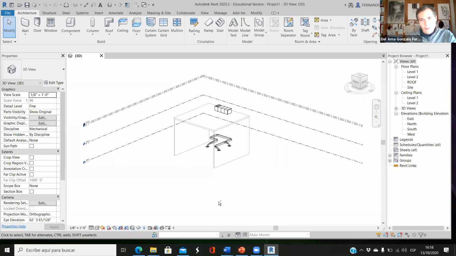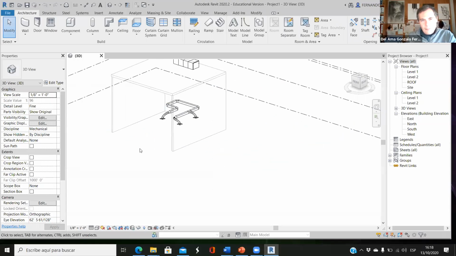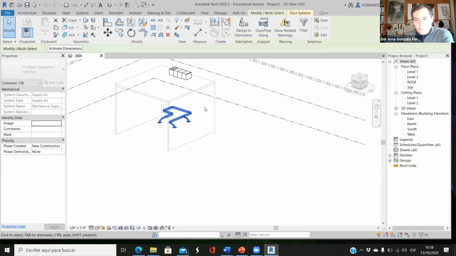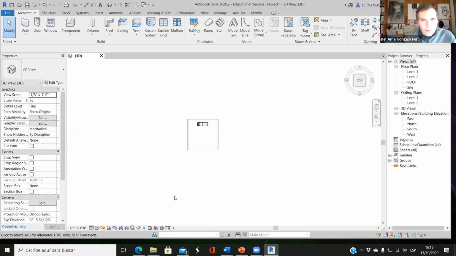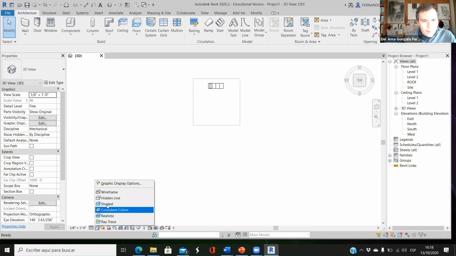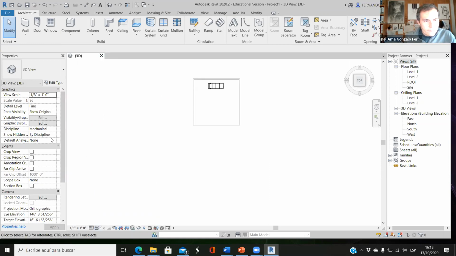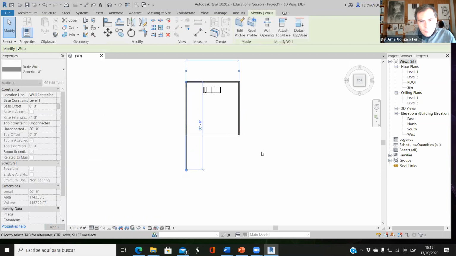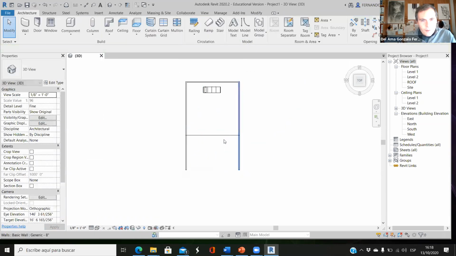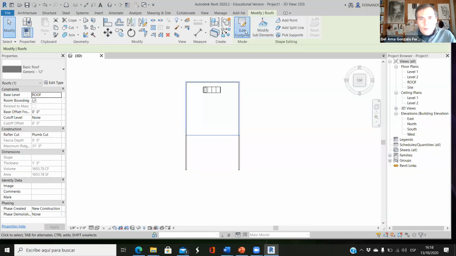Okay, so this is the mechanical template. Let's get rid of this. Let's work with the architectural discipline. Okay, so I'm in the mechanical discipline. So if you open the architectural discipline, we can make it bigger. I want a rectangle, so I was using a square, and now I want to use a rectangle.